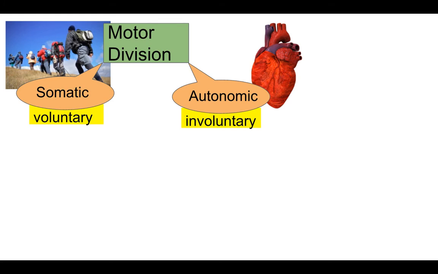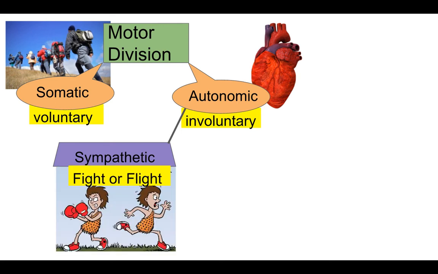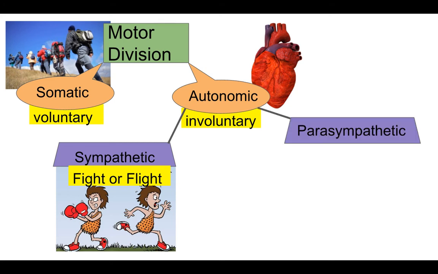So the autonomic is divided into two additional systems called the sympathetic, which is the fight or flight. So the sympathetic nervous system is responsible for helping increase your heart rate and increasing your respiration rate and slowing down your intestines and increasing the blood supply to your muscles so that you're ready to fight or flee. There's also the parasympathetic, which is the rest and digest system.